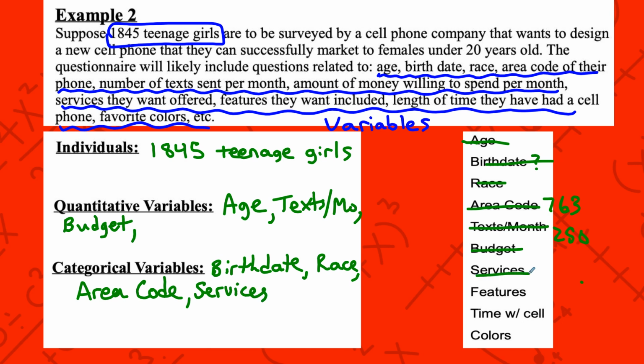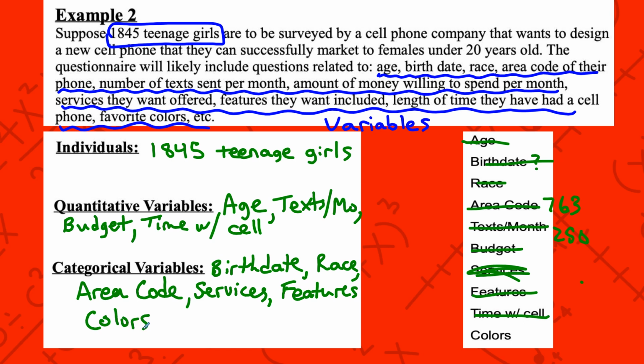Features, so like front-facing camera, flashlight, whatever, multiple camera lenses, those types of things. Again, not numbered. We're not talking about numbers right there. So what you want your phone to be able to do. How long you've had a cell phone, that's going to be a number answer. So we'll put that one there. And then what colors you want them to be. Colors are definitely not numbers, so we'll put that one down here.